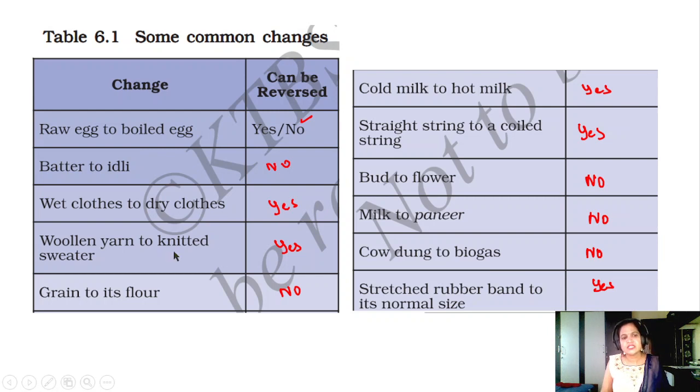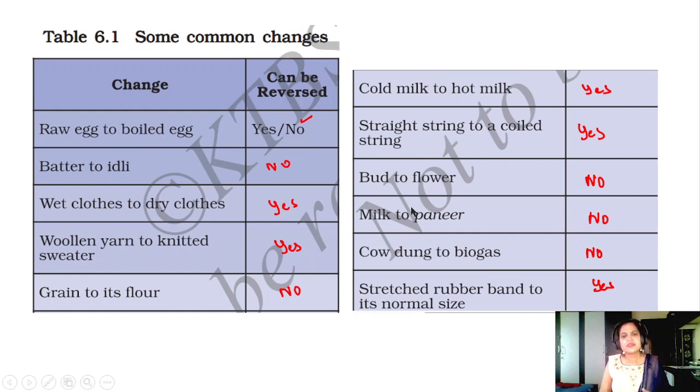Woolen yarn to knitted sweater. You unknit the knitted sweater, you will get the yarn again. Grain to flour. After getting flour, you will not get back your grain again after grinding. No, it is not. Cold milk to hot milk. Keep it for some time. It will become cold milk again. Yes, it is. Straight string to a coiled string. Uncoil it and make it straight again.